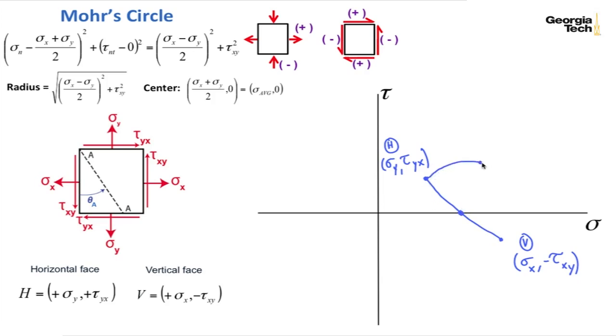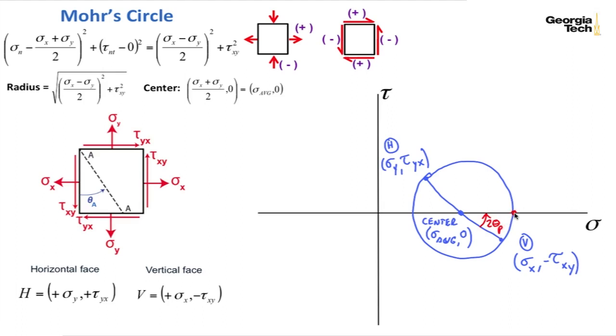I can draw now a circle that's going to represent all the points for the normal and shear stress. And so our center is going to be at sigma sub average and 0. And sigma sub average again was sigma sub x plus sigma sub y over 2, and 0. We can then rotate to the principal planes where the shear stress equals 0. And so this will be 2 theta sub p to the principal planes.